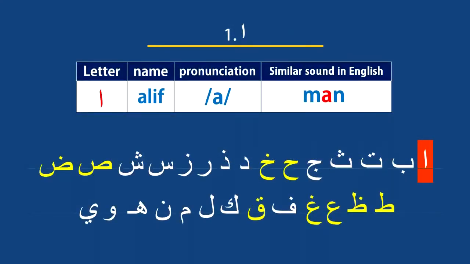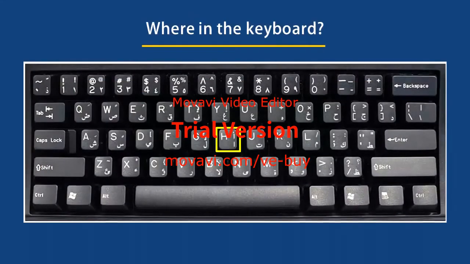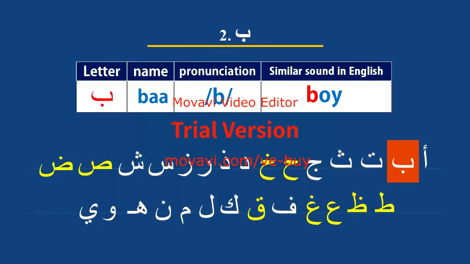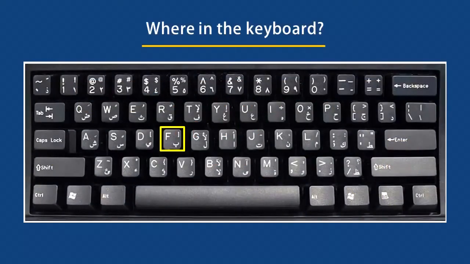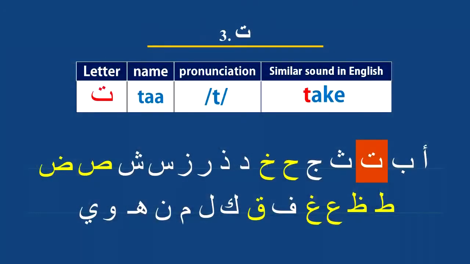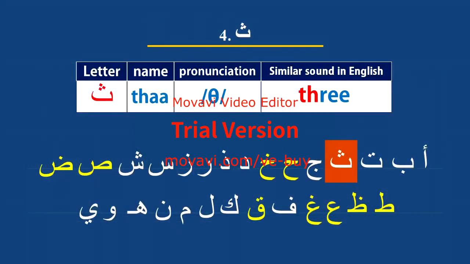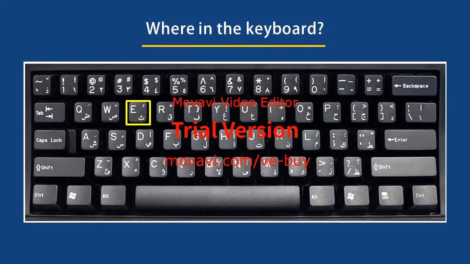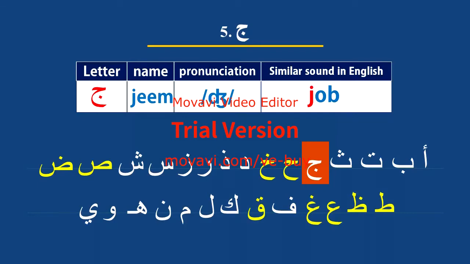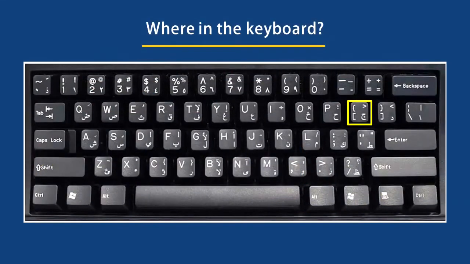Let's start with alif. Alif has the sound of a, just like the one in man, and we can find it with the h key on the keyboard. Ba has the sound of b, just like the b of boy, and we can find it with f. Ta has the sound of t, just like the t of take, and we can find it with the j key. Tha has the sound of th, just like the one in three, and we can find it with e.